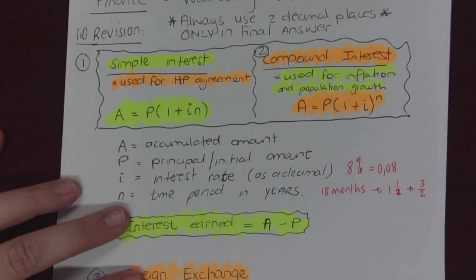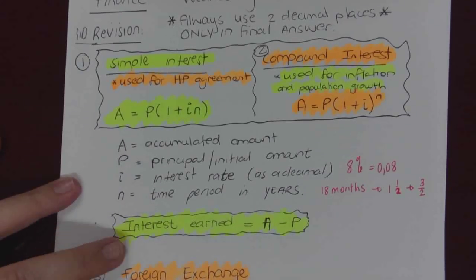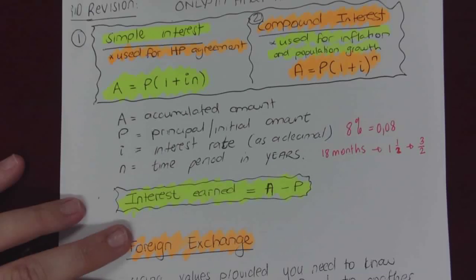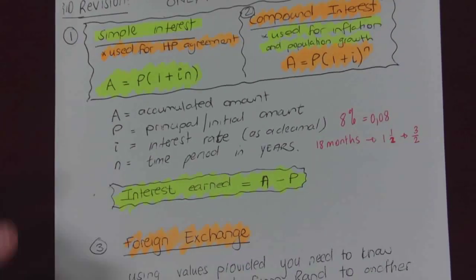After you've been asked to work out the accumulated amount, you may be asked what is the interest earned. How do I work out the interest earned? I say A minus P.